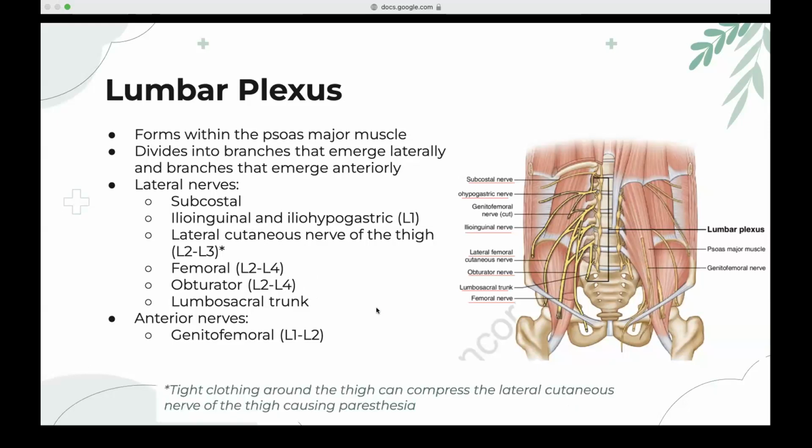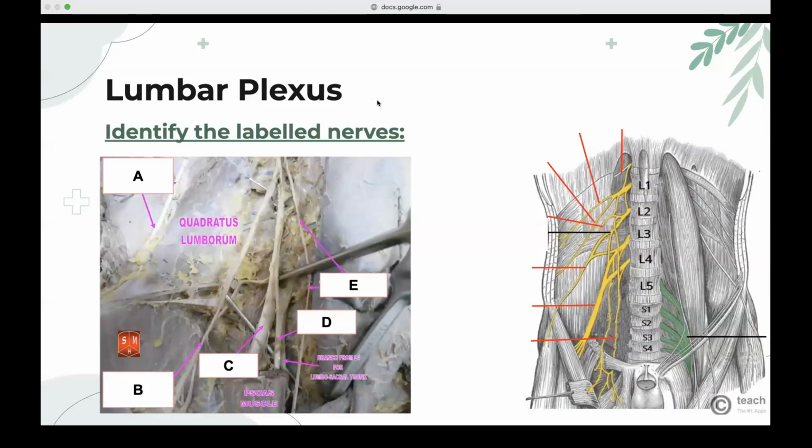Okay, now we have another one. This is what I said, the tight clothing, how it compresses the lateral cutaneous. So we have these labeled nerves. These images, or at least this one, were in your file, so you should be a bit familiar with it. Does anyone know what A is? Which nerve is A? Is it the subcostal? No, it's not the subcostal. Subcostal would be more... Iliohypogastric. Yeah, it's the iliohypogastric, if I'm not mistaken.